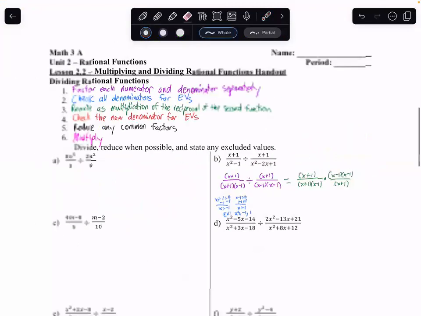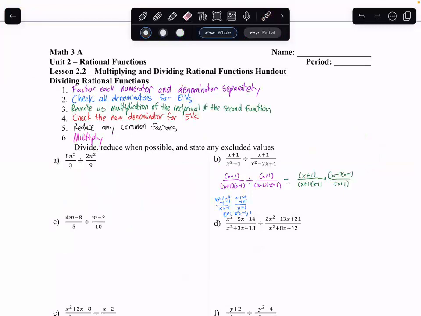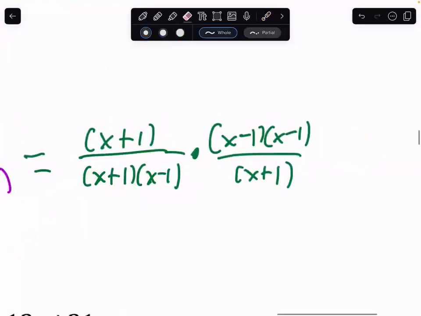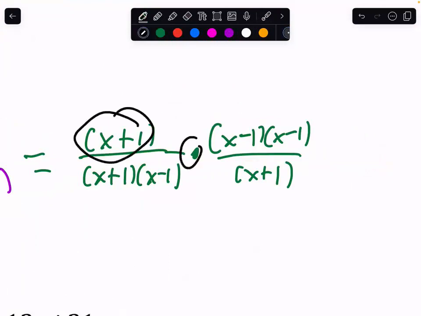Okay, moving on then, step 5, reduce any common factors. So this x plus 1 multiplies the rest of its row. Now we see 2 x plus 1s down here. It can only use up one of them. It can't cancel out both. It doesn't matter whether you use it to cancel out this one or this one, but again, only one of them. So I'll just go diagonal, why not? So we can get rid of this and this.